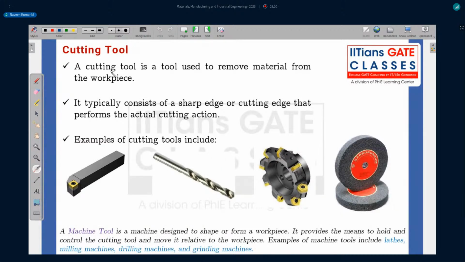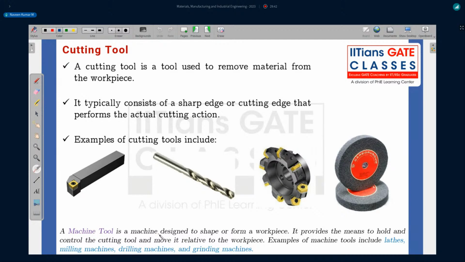A cutting tool is nothing but a tool used to remove the material from the workpiece. Please understand there is a difference between cutting tool and machine tool. Machine tool is different. Cutting tool is different. So I have just given a note below. A machine tool is a machine. A cutting tool is a tool only, but a machine tool is a machine itself. It's very important. Okay.